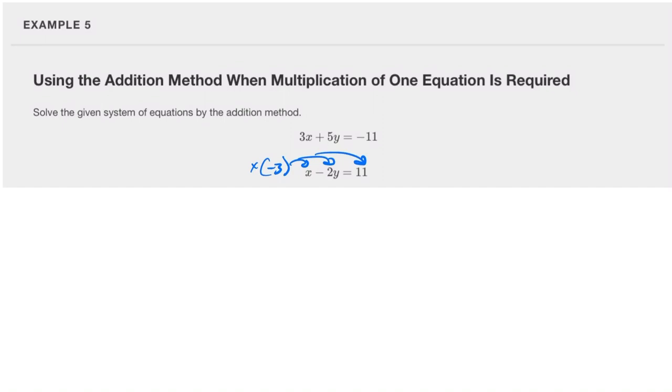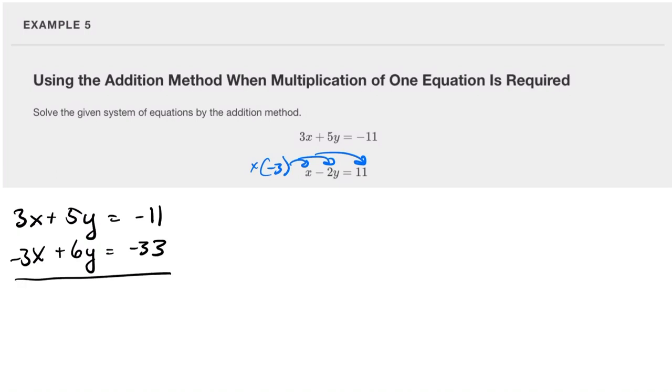The first equation stays as is: 3x plus 5y equals negative 11. If we distribute a negative 3, we'll get negative 3x plus 6y equals negative 33. Now we're ready to add the two equations together. A number plus its opposite adds to 0. 6 and 5 is 11y, which equals negative 44. Divide both sides by 11, y equals negative 4.